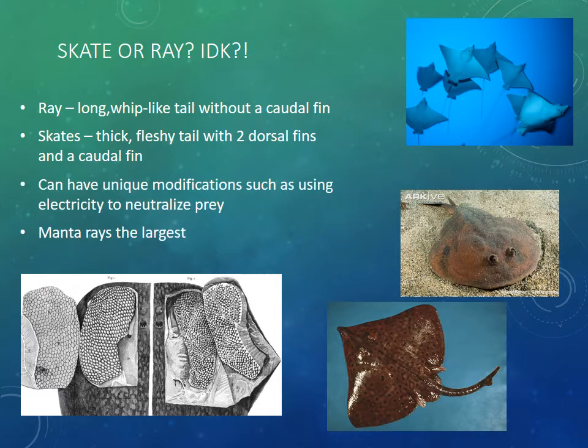And they can have some modifications, such as being able to use electricity to try and catch prey. Manta rays are the largest. They have those cool little extra appendages near their head region. Saw an albino gif of one of those recently. Electricity can be used for communication, defense, navigation, so a variety of purposes, but they have it.